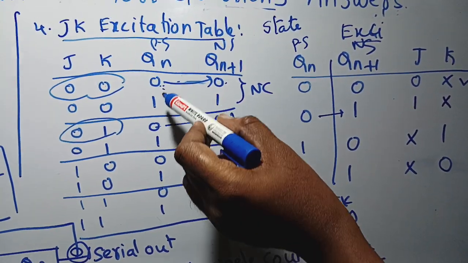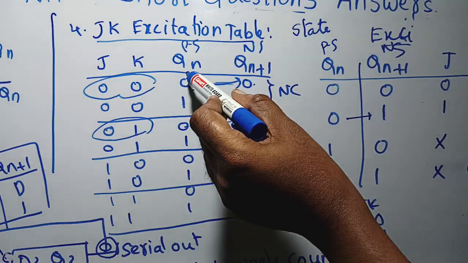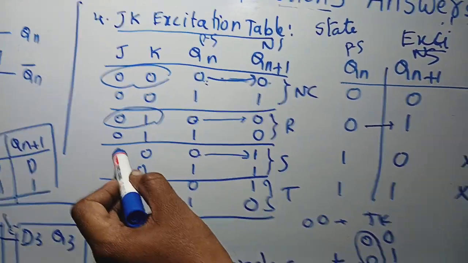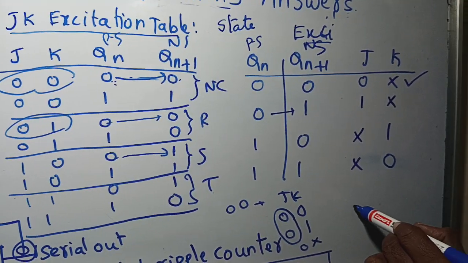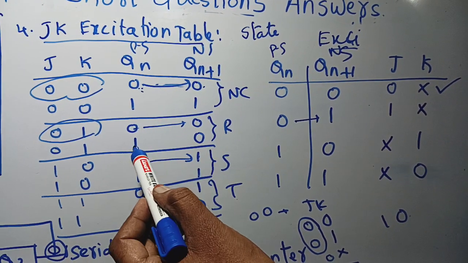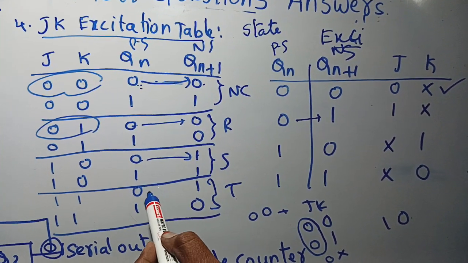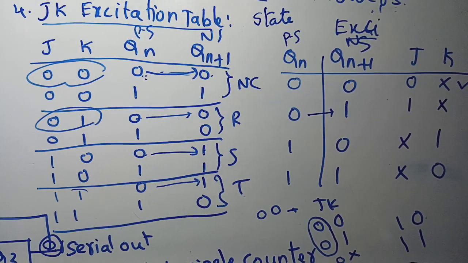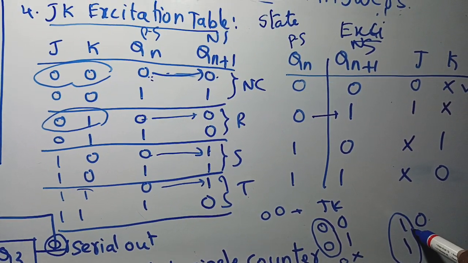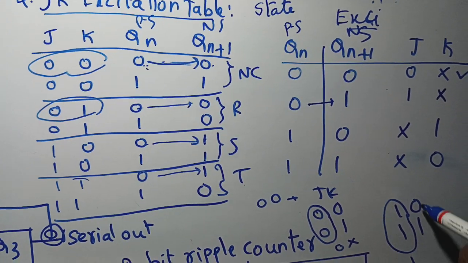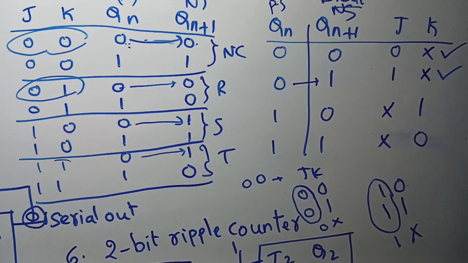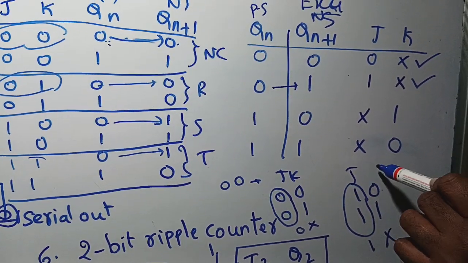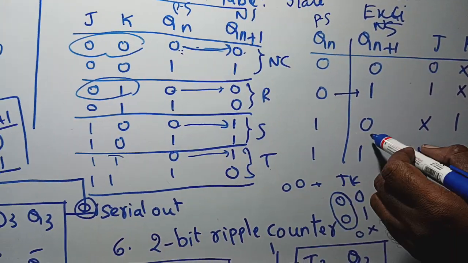Similarly, the 0 to 1 case. Where we have 0 to 1, you can verify. This is 0 to 1. What are the corresponding flip-flop inputs? 1, 0. Similarly, is there any other 0 to 1? Here we have 0 to 1, with inputs 1, 1. Check this: J is 1, K is changing. 1 don't care. Like that you can write. J is fixed, K is changing, so 1 don't care.